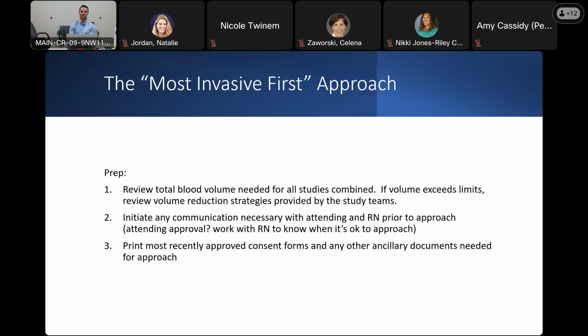Another way to do this is the most invasive first approach. Some of the prep work for this, again, is reviewing total blood volume needed for all the studies combined. If the volume exceeds the limit, review which studies, if any, have the ability to reduce the amount of blood that they are collecting in order for that study and that subject to still be evaluable. Initiate any communication necessary with the RN, the clinical team, the PI, whoever needs to be involved. And then again, printing all the most recently approved stamped consent forms and anything else that may be needed during the approach.